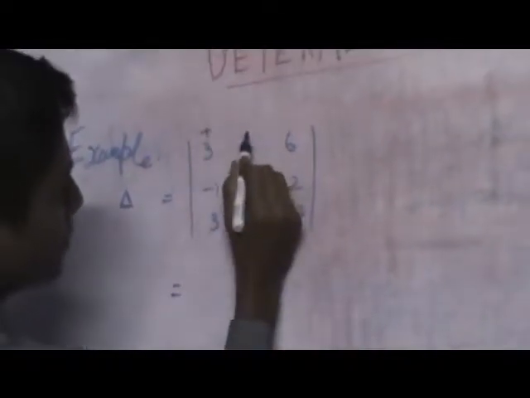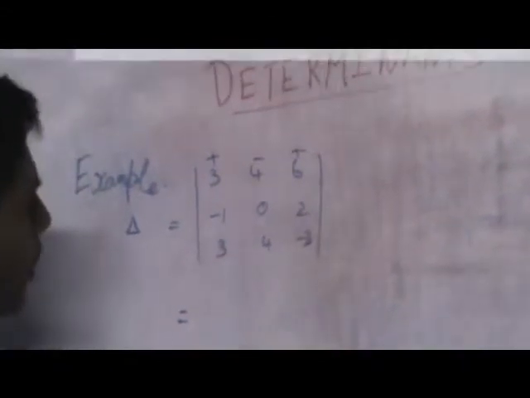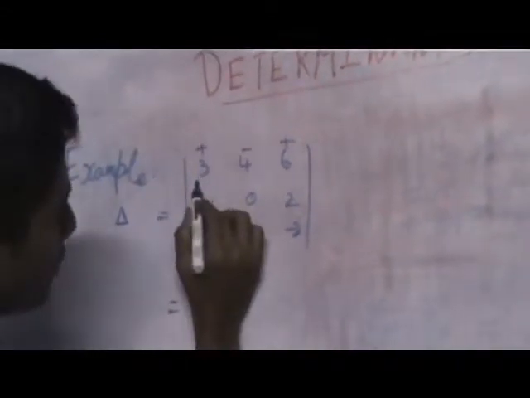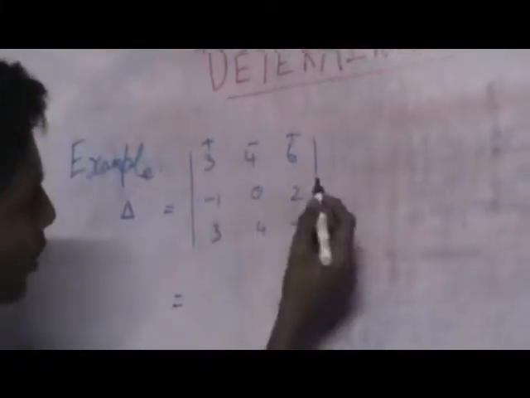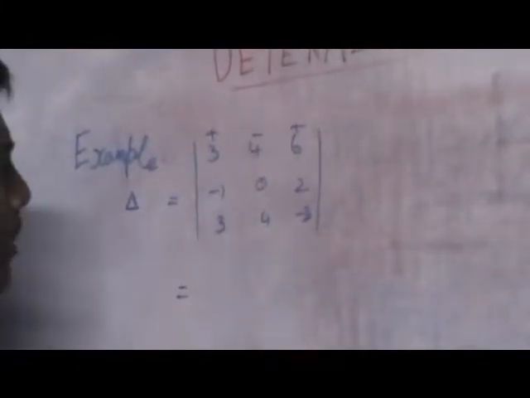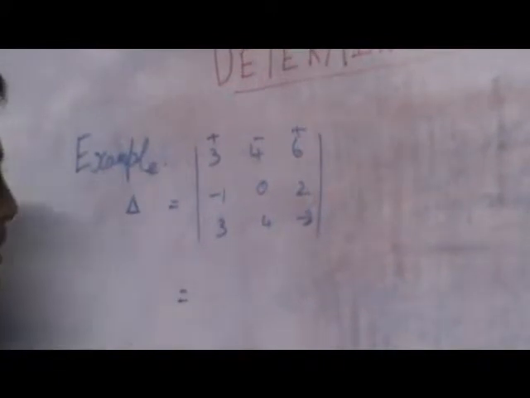So what is the cofactor here? This is plus, this is minus, and this plus. You can take in any order. You can do with the first row or first column, or second row or second column, or third row or third column. In any way the answer will be the same.